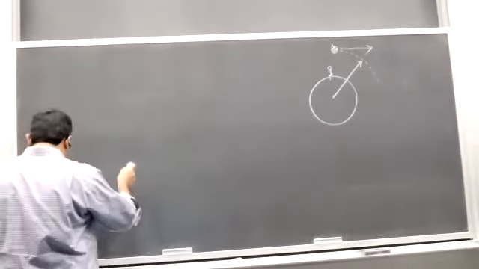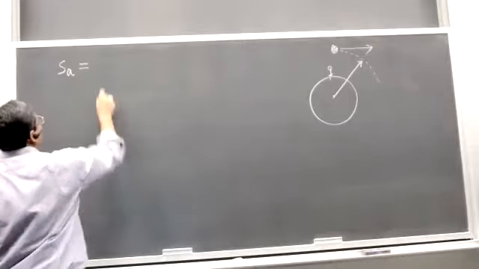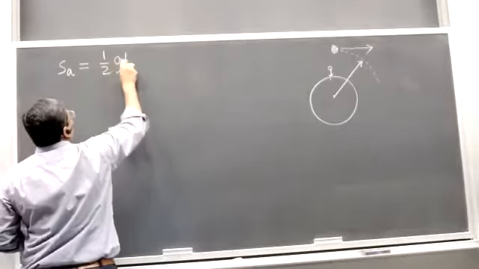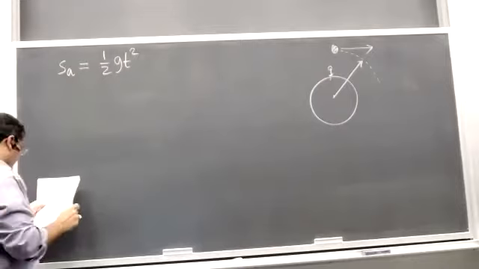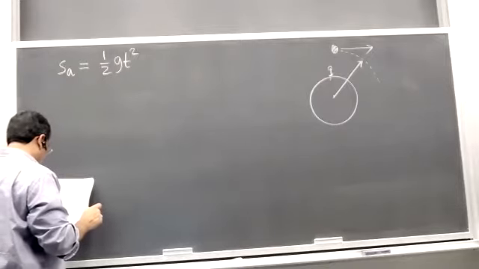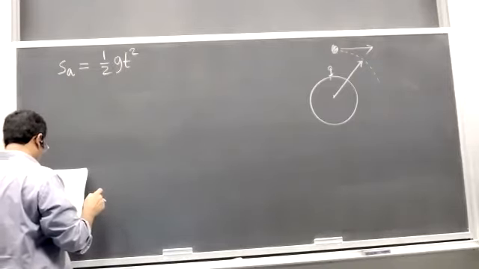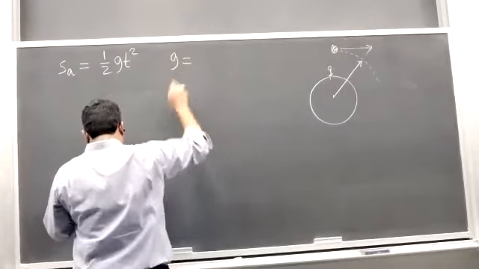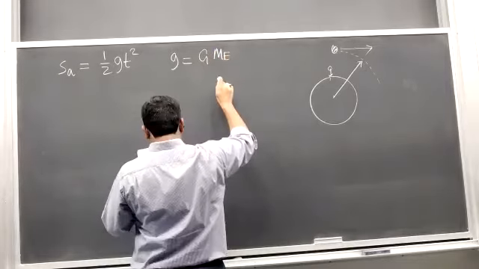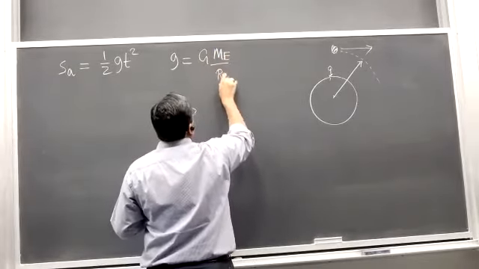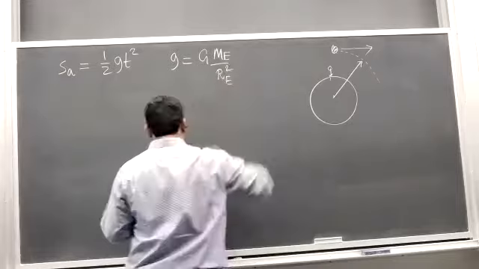So it's very simple. Now we know that an apple, let's say S_A, falls half g t squared. That's the relationship between distance and time. Now we know that g near the surface of Earth is G M_E over R_E squared.